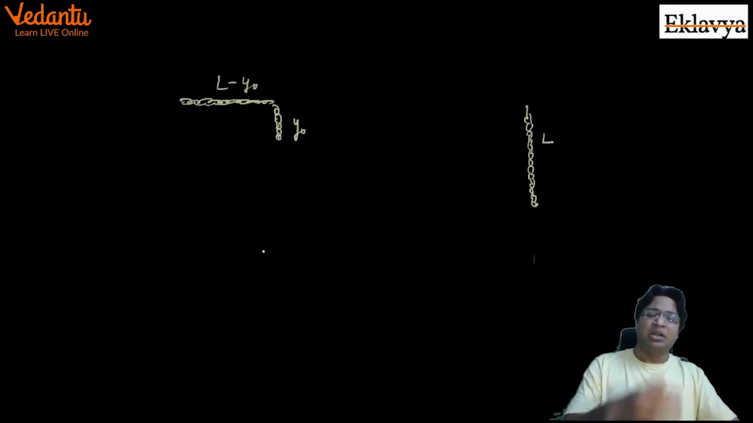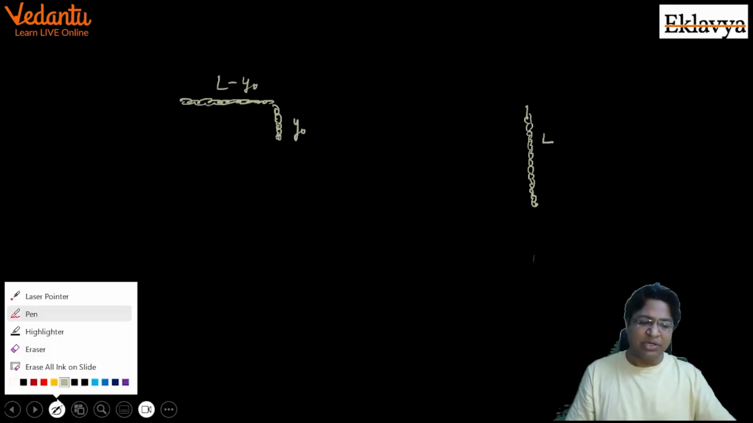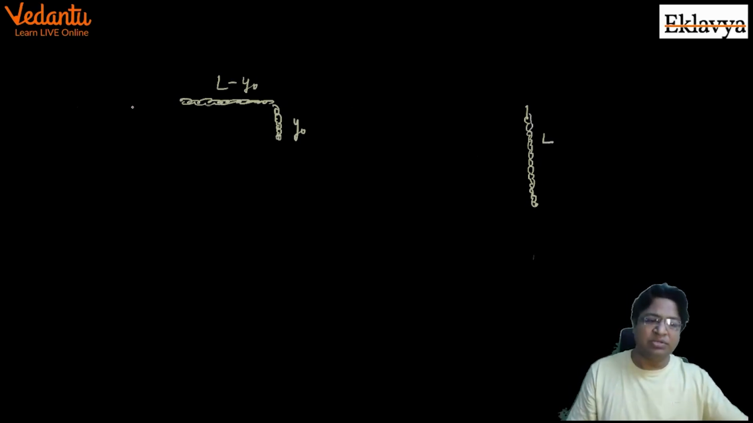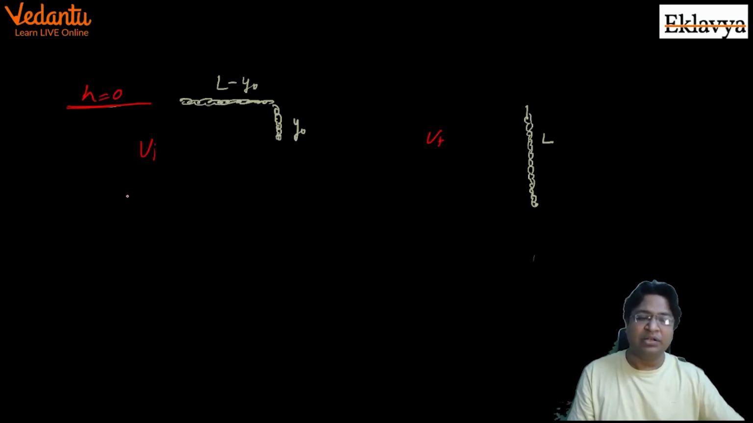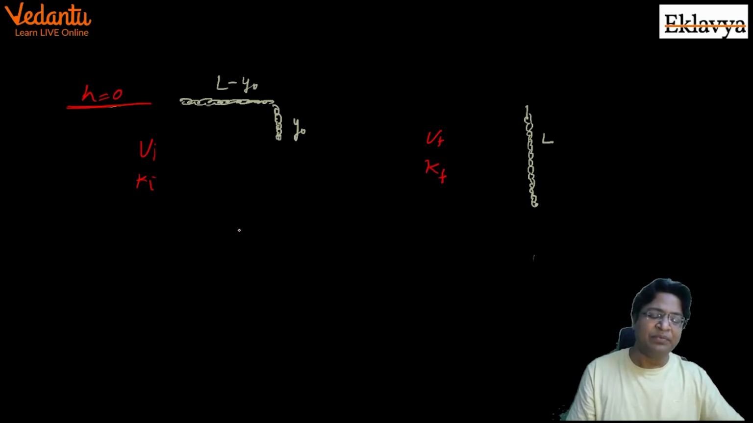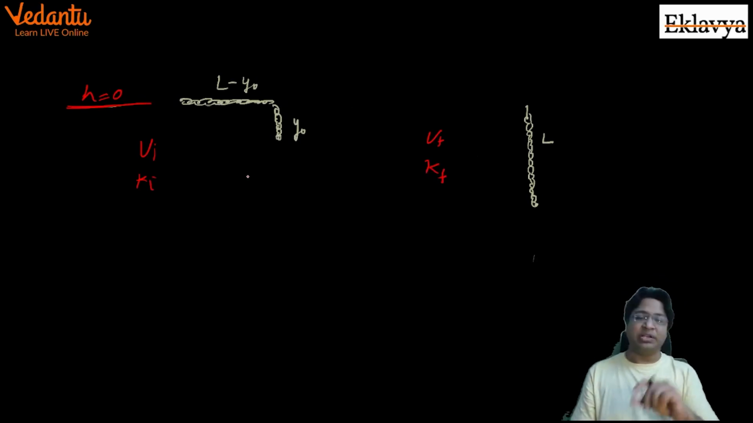Okay. Now what I'm going to do, I'm going to write the energy equation. So I'm going to consider this as my zero height. This is my reference. Okay, and my process or my idea is to write U initial, and then to write U final, and then to write K initial, and then to write K final, and then I'm going to conserve the mechanical energy. Okay, so understand this, that for an object like a chain, it's a flexible object.